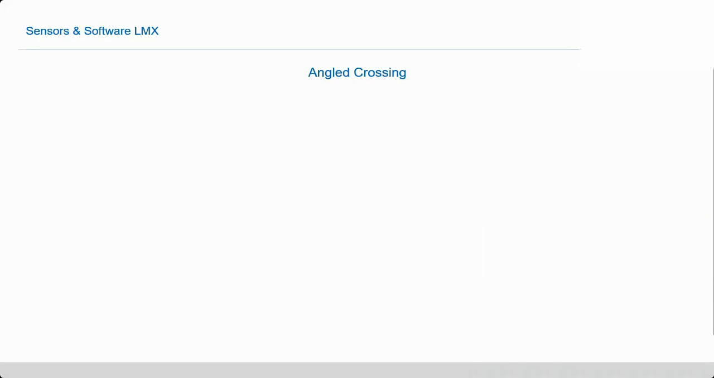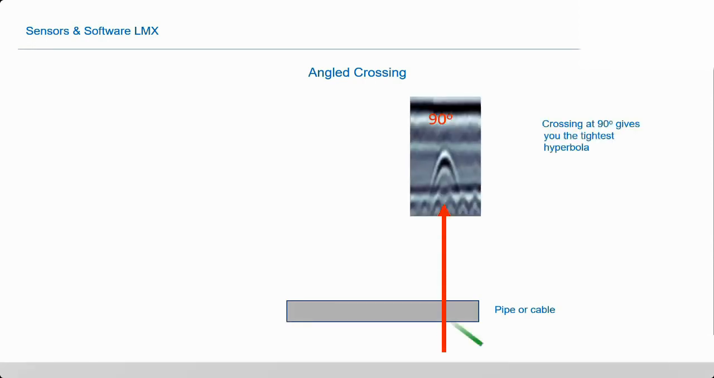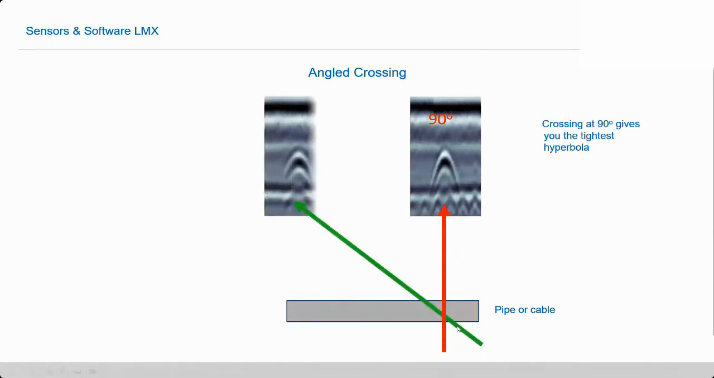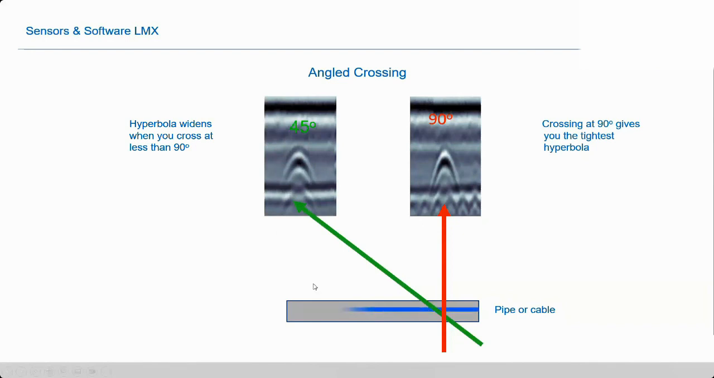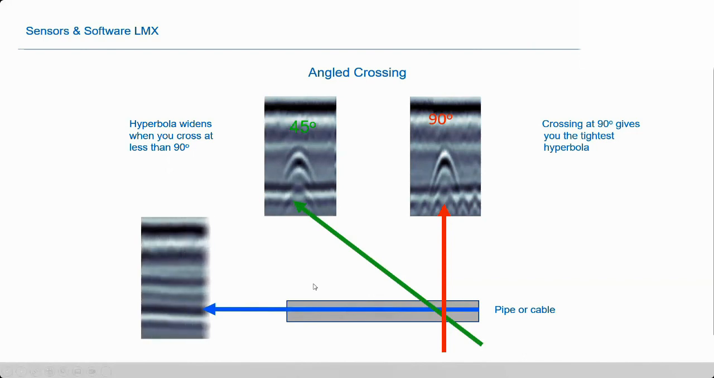Now, it's important that we try to cross the targets at right angles. You can see here, if we cross here at 90 degrees, we get a nice sharp hyperbola. If you cross at an oblique angle, you'll start getting wider hyperbolas. Now, if we go directly along the object, what we'll get is an approximate flat line.